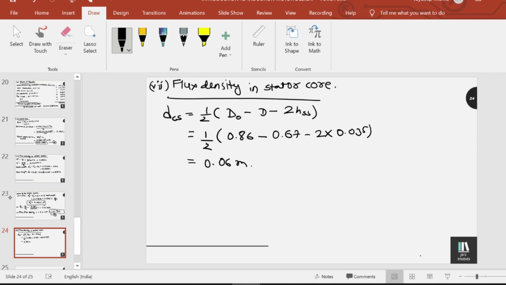Now the area of the stator core. What is the area of the stator core? A_c. We have to find L_i into d_cs. What is L_i? L_i is 0.3325 multiplied by 0.06. We will get the area of the stator core, which is 0.01995 meter square.